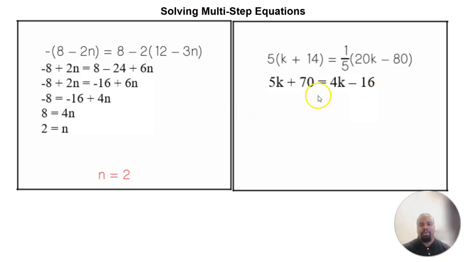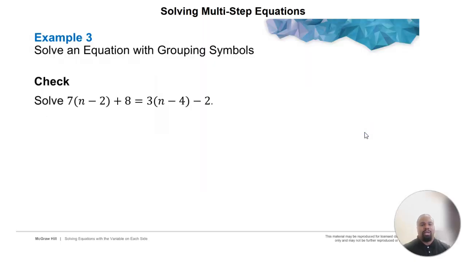You got variables on both sides. Hey, 4 is less than 5, so we'll bring 4 over to the left. We're going to subtract. 5 minus 4 leaves you with 1k, or just k. So k plus 70 equals -16. Move 70 to the other side by subtracting. -16 minus 70 gives you -86. All right. And so that's the process that we were doing as far as using distributive property.